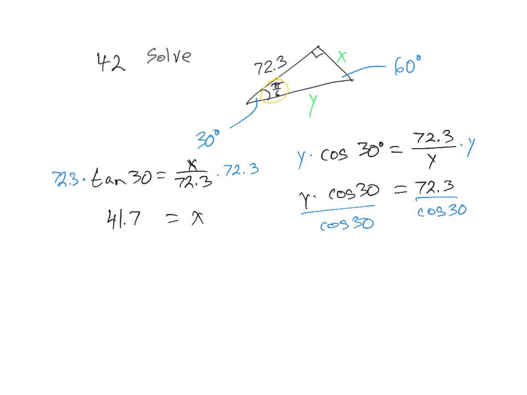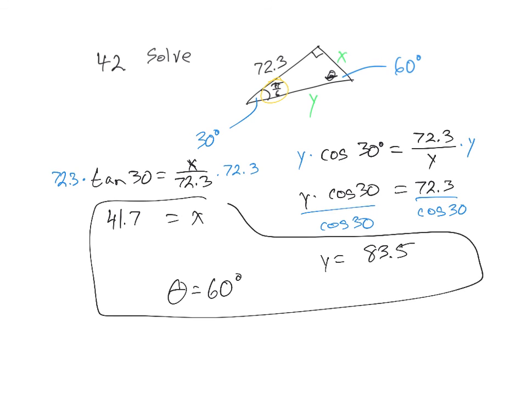And if you ever need to pause these recordings, do so, so you can try to work it out ahead of time. And therefore, we get 72.3 divided by the cosine of 30, and that is 83.5. And we also found, we'll just call that theta. Theta was 60 degrees. So there is our answer for number 42.